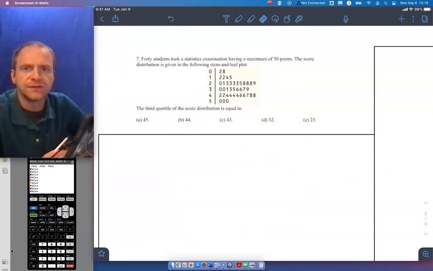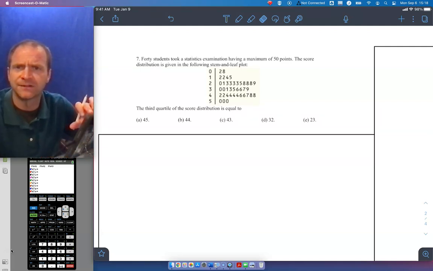Now let's look at question 7. We're told 40 students took a statistics exam having a maximum of 50 points, and there's a stem and leaf plot that represents the score distribution that we can see. Find the third quartile of the score distribution. So I have 45, 44, 43, 32, 23. So it looks like it's in decreasing order.